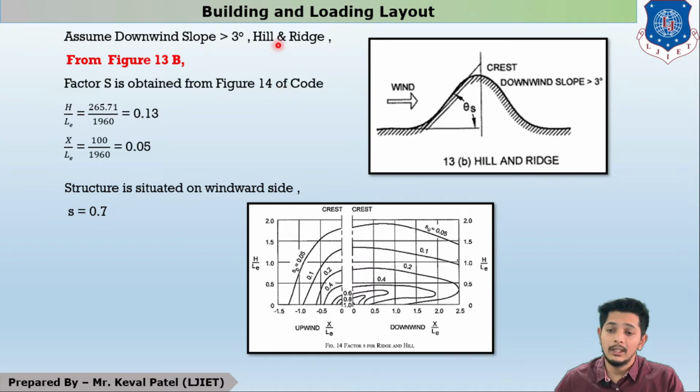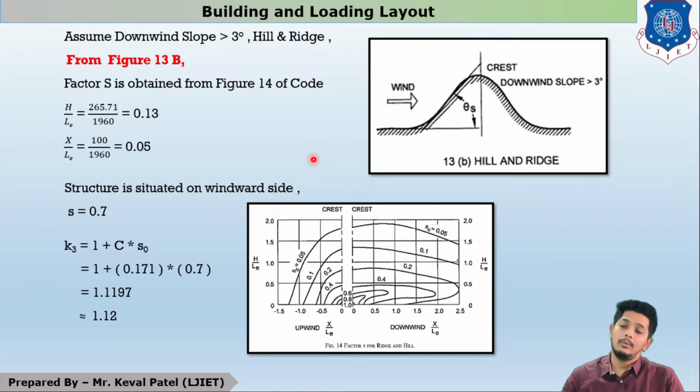One more thing, we have assumed here it is a downwind slope as greater than 3, and we can refer figure number 13b, hill and ridge. Now S should be found out from H by Le and X by Le, as our previous problem suggests. Here in the question it is given that the structure is on the windward side. So we will take these, and figure 14 will lead us to the S0 value or S value.